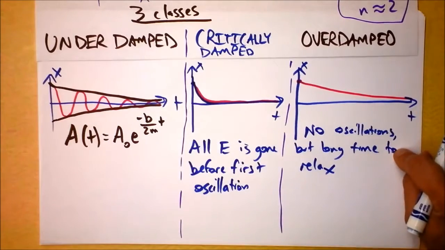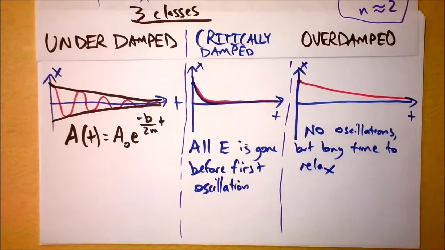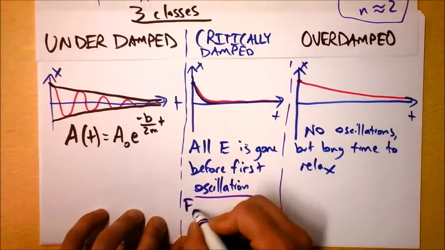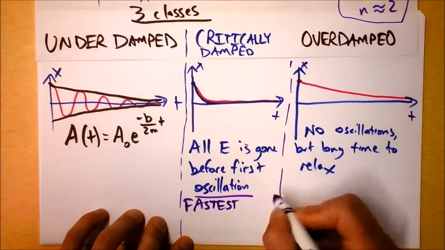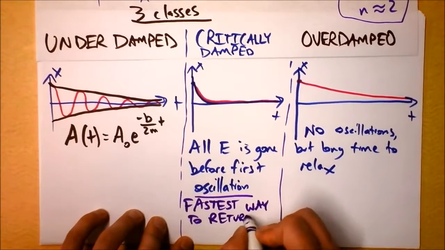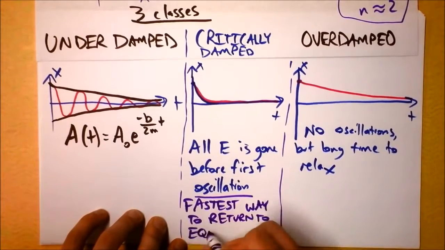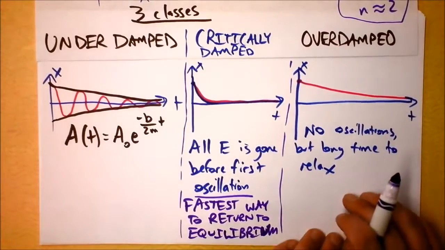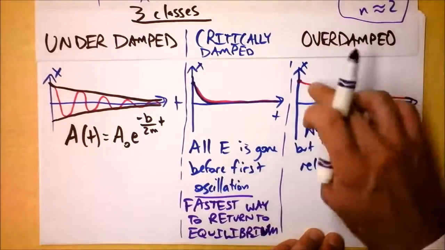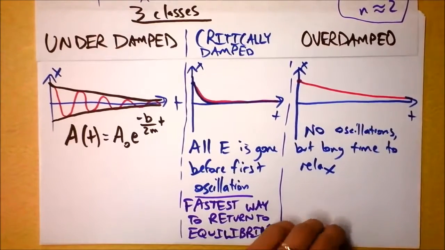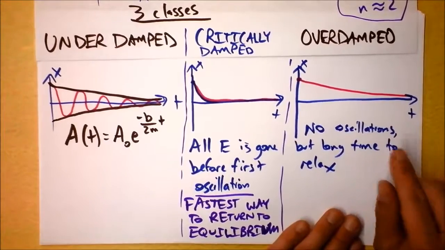And you can imagine, here, should I tell you about this yet? No, but let me just say that all the energy is gone before the first oscillation, and this is the fastest way to return to equilibrium. The fastest way to return to equilibrium is by critical damping. Now, overdamping does return to equilibrium, of course, with infinite time. We'll get exactly there, but over some finite amount of time, it gets really close to equilibrium, so much so that you could say it's relaxed. But overdamping takes too long.